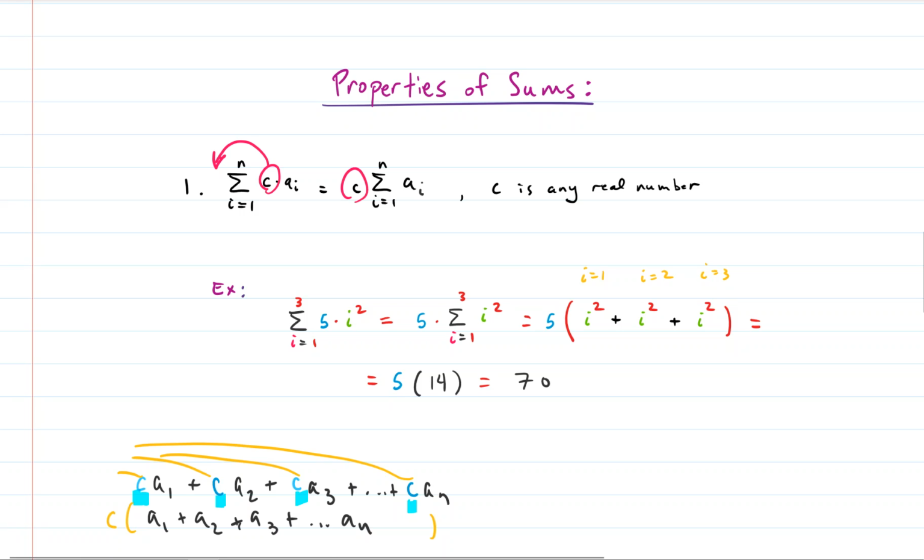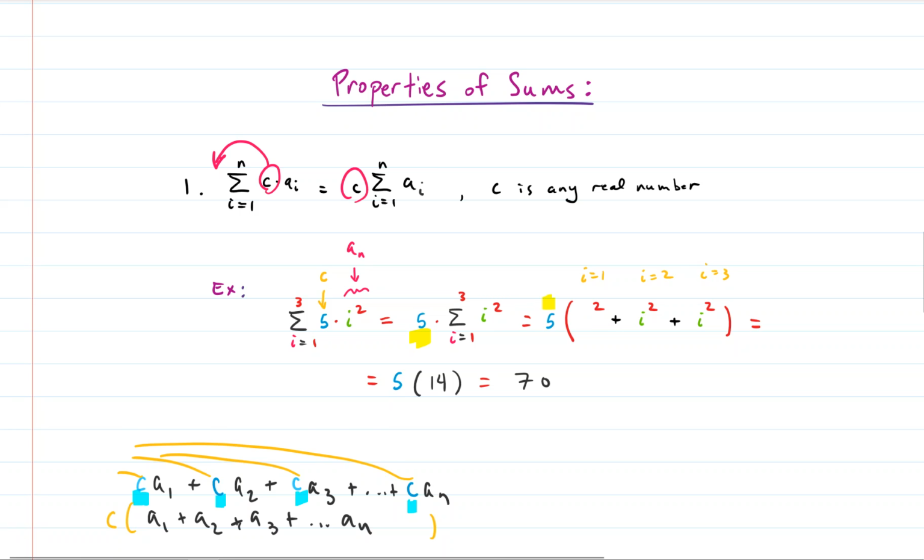So let's see an example. Here I have my constant 5, and I have my a sub i, which is i squared. So I'm summing 5 times i squared from i equals 1 to i equals 3. Our rule says we can pull the 5 out front. So notice the 5 comes out front, and then I can perform my sum and then multiply my 5 by it afterwards. So you can see that I have my 5 out front. I have my sum.